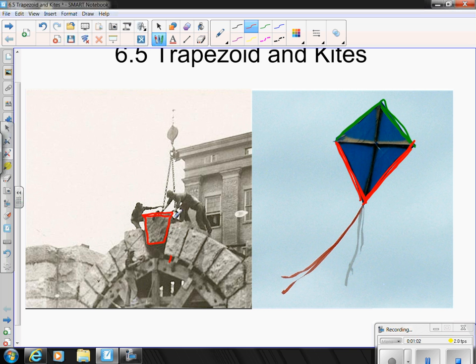And this is an example of a trapezoid. It's a quadrilateral where one set of sides are parallel, the other set of sides are not. More specifically, we're going to call this an isosceles trapezoid.